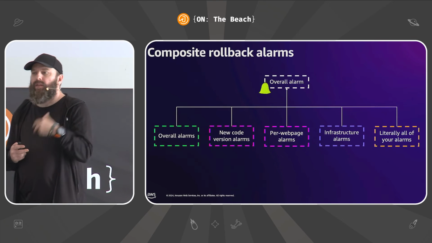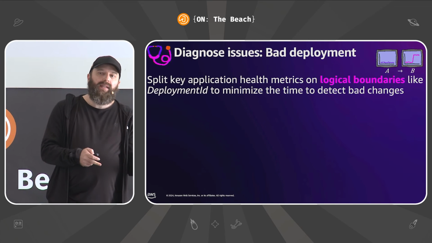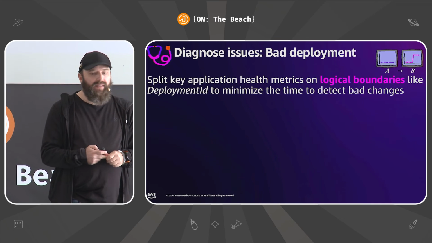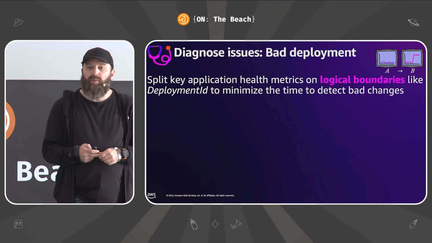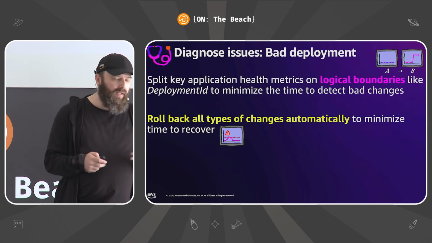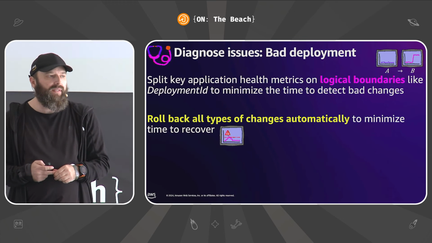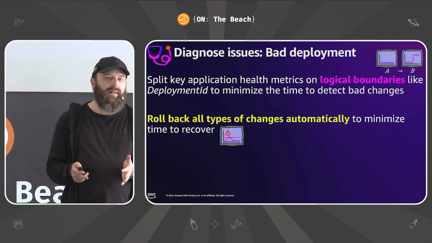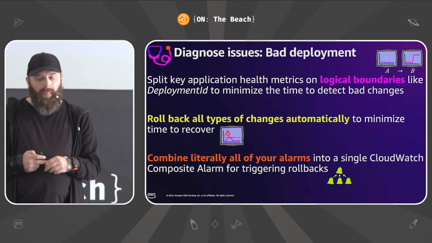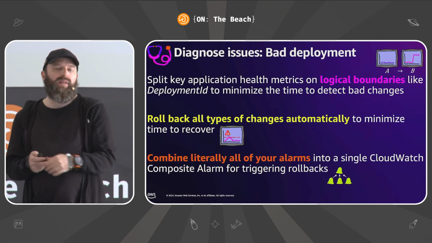So, third mode of failure, what are the key takeaways? In this case, let's split applications by logical boundaries. Let's look at the deployment IDs to minimize the time to detect and resolve things. Roll back all types of changes automatically. Maybe you say, gee, not everything needs to be rolled back automatically. Well, when we're operating a very large distributed system, it's much better to just roll back and then try a second time than to find that things are getting worse and worse. And then combine literally all of your alarms into a single composite alarm, just to help trigger all those things.